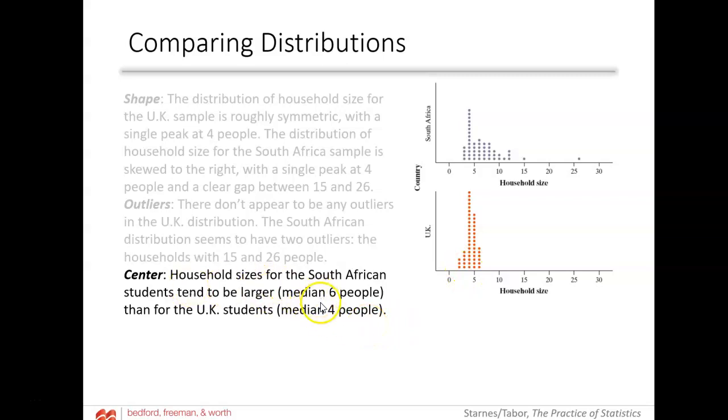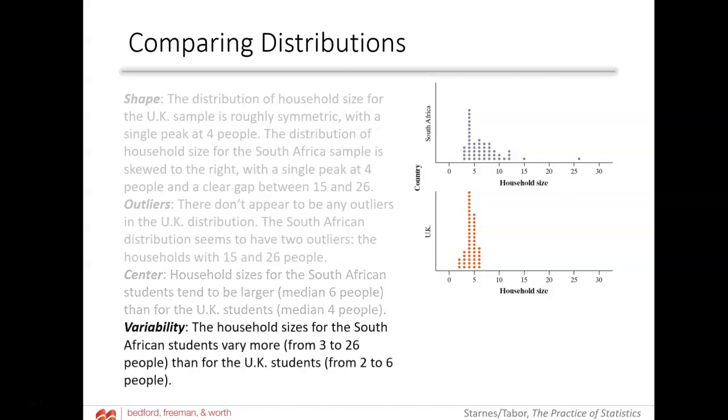So notice they didn't just say, here's the median, here's the median. They said household sizes for the South African students tend to be larger, or there's your ER word, because they have 6 people than the UK students with a median of 4 people. That is the key part to that comparison, the ER word there.